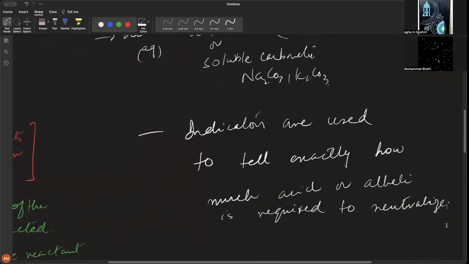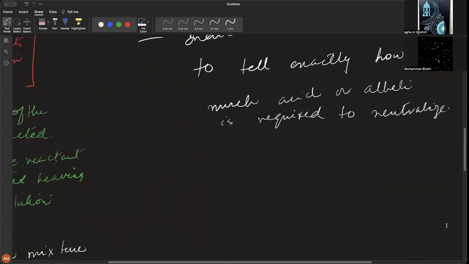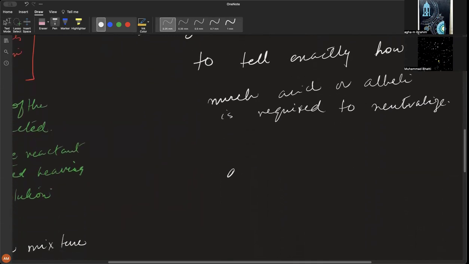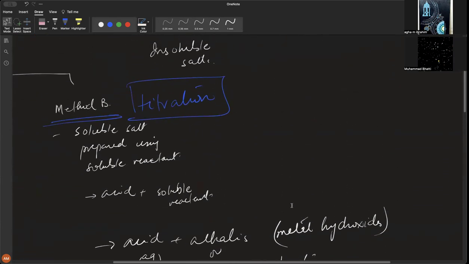So how does this work? It works in a manner that when you are reacting, there are going to be three things in the reaction: acid plus alkali and the indicator. The moment this alkali is neutralized or the acid is neutralized, this indicator is going to change the color. All right, this is one of the methods. We'll go into it. I just want you to understand at the moment.